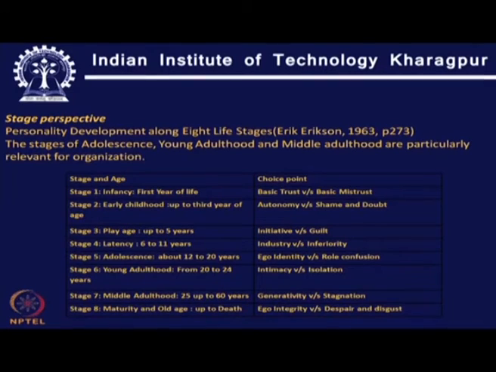what people want is trust, and if you get the trust, then you develop trust, otherwise you develop mistrust. In stage 2, which is early childhood up to 3 years of age, people want autonomy. If it is there it's good, otherwise you develop shame and doubt.